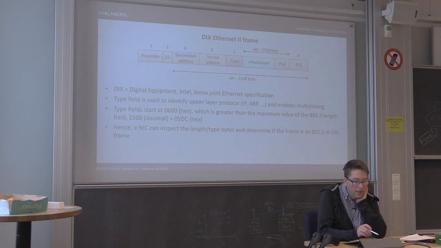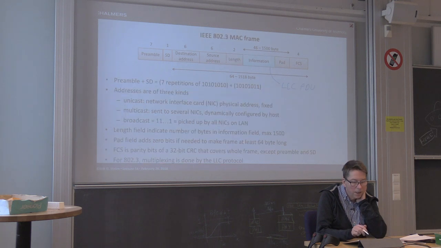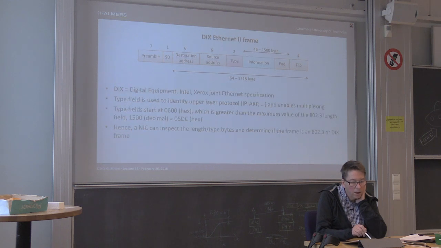Okay. Now, the actual first Ethernet that came out is almost identical to the 802.3 frame with one difference. It has exactly the same type of frame, except instead of having a length field here, which tells us how long this is, we have a type field. And the type field tells the receiver what protocol is above Ethernet. Okay.